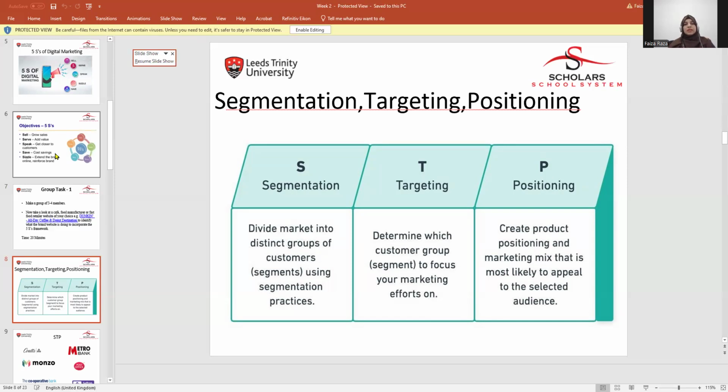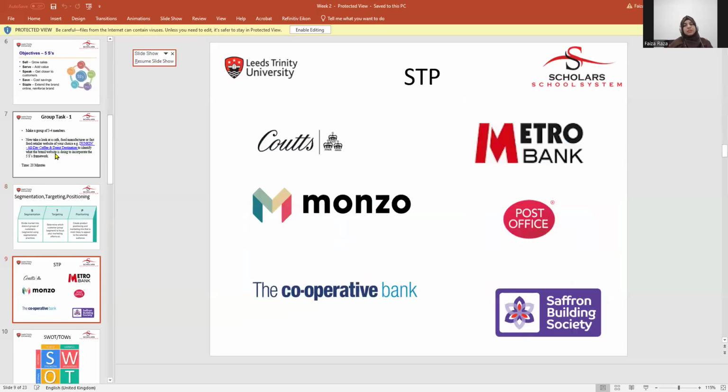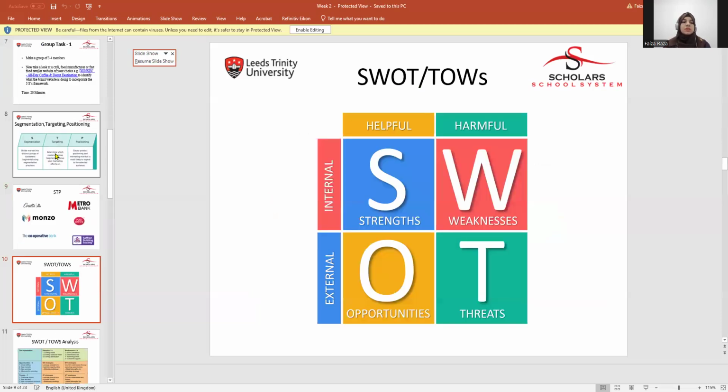So there are some examples of STP, such as Monzo, which is a completely online bank. How are they targeting their customers, and how are they segmenting the customers? Then there are Saffron Building Society, Metro Bank, Post Office, and the Cooperative Bank. These are some examples of STP. Students have to take each of them and discuss how they are creating their STP and how it works.